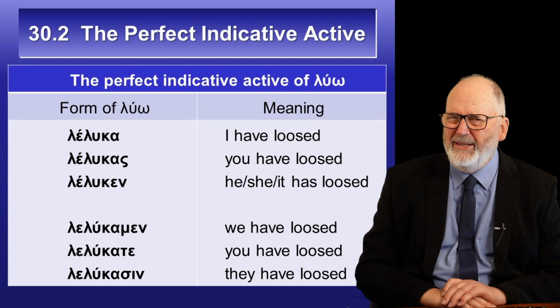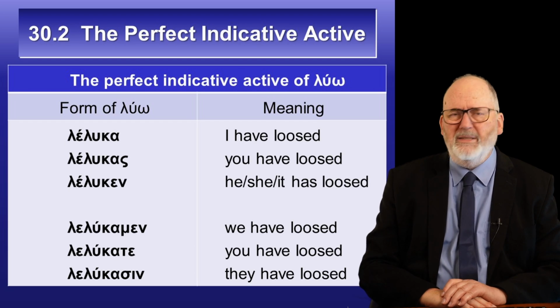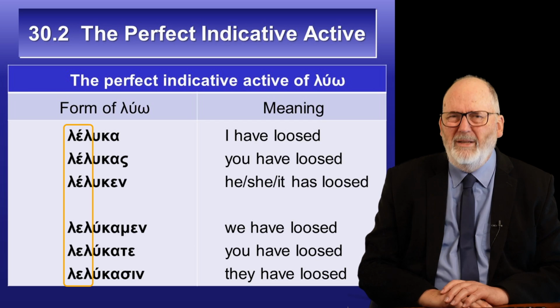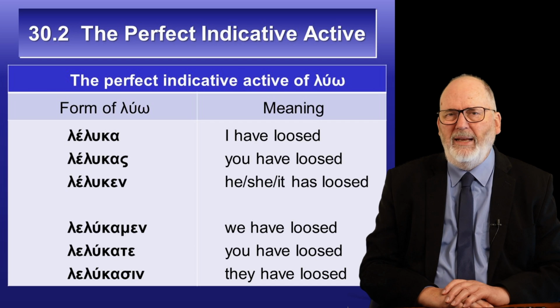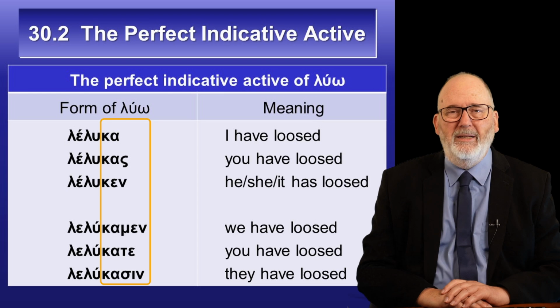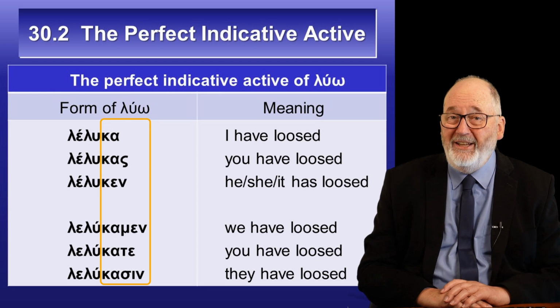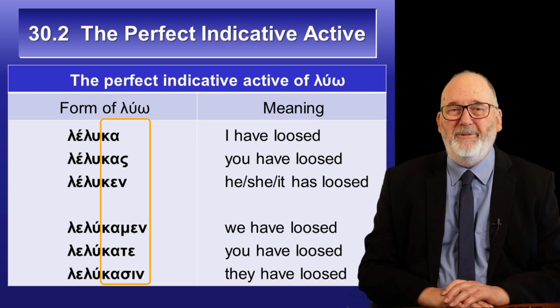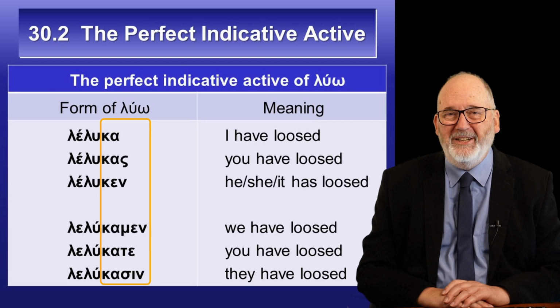You can see two things are happening here. We have got something happening at the beginning. The lambda becomes duplicated. And then we have some endings. Ka, kas, ken. We're used to sigma in verb endings causing changes. We will discover that kappa also creates some interesting changes.